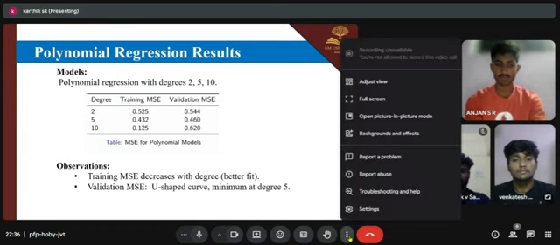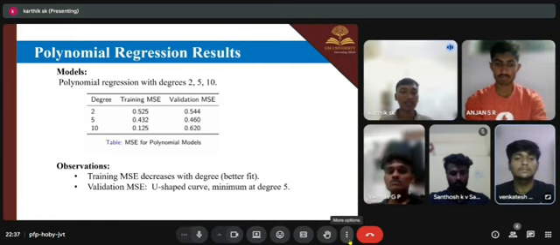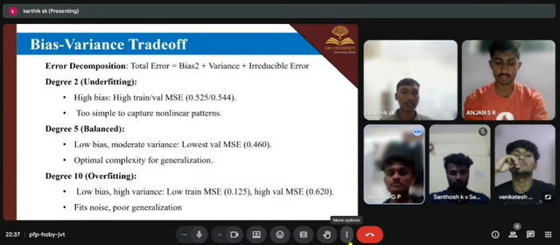These are the training and validation values for degrees 2, 5, and 10 in polynomial regression, where we trained a polynomial regression with our real-time data set. Next, in the observation, we see that training MSE decreases with the degree, like a better fit. Next is the validation MSE, where a U-shaped curve with a minimum at degree 5 comes. The next slide will be explained by Vaibhav.